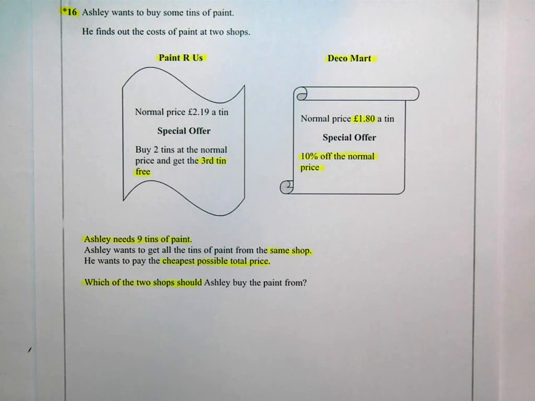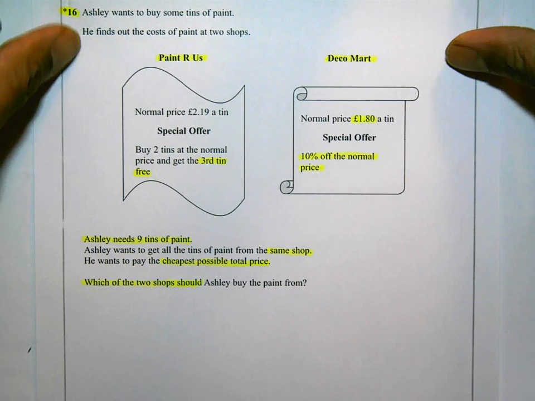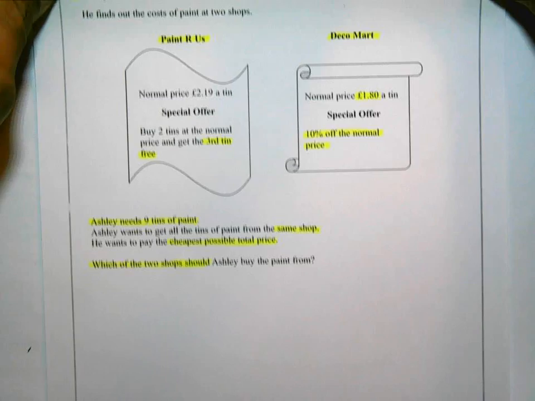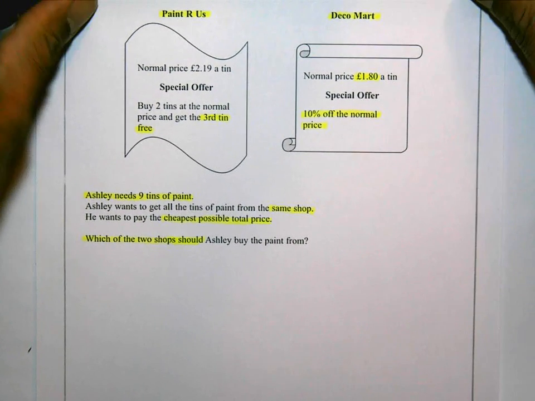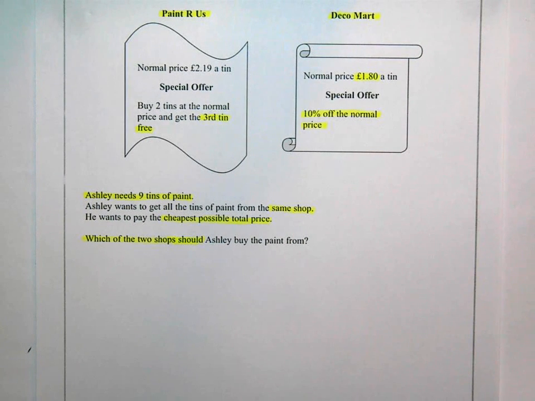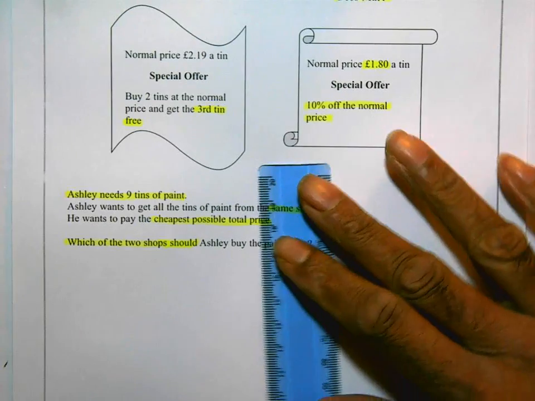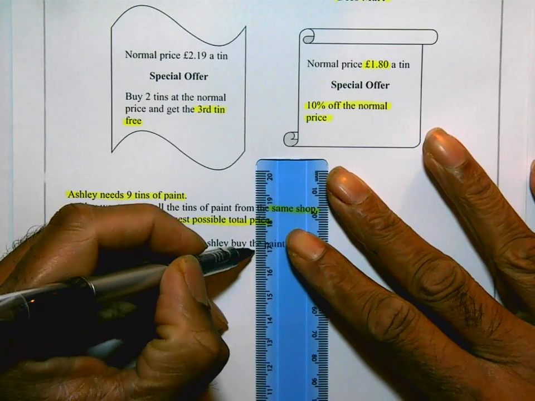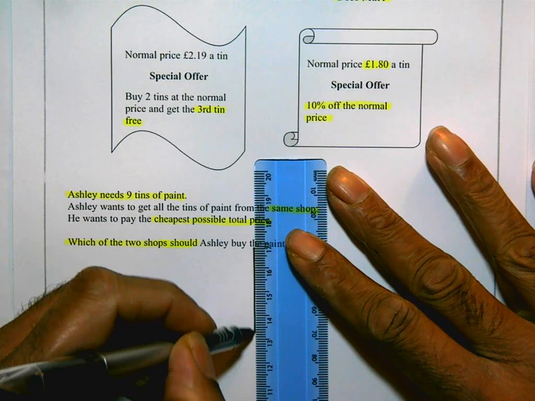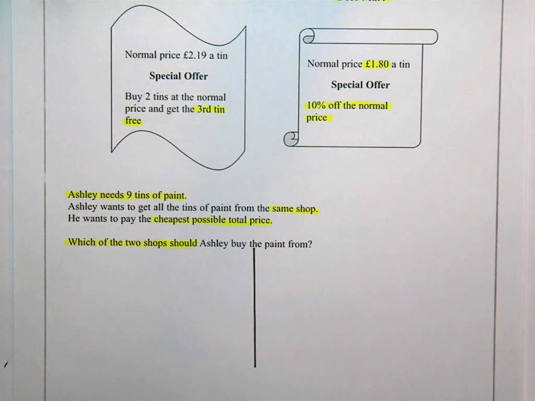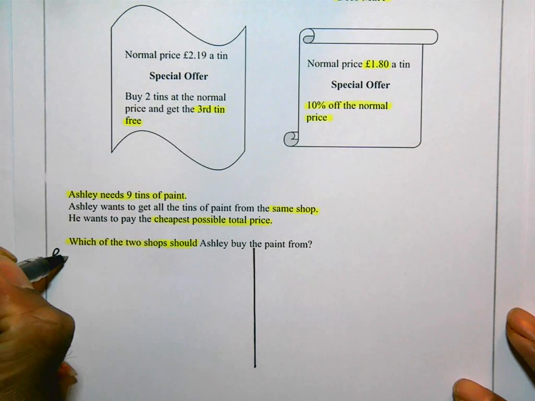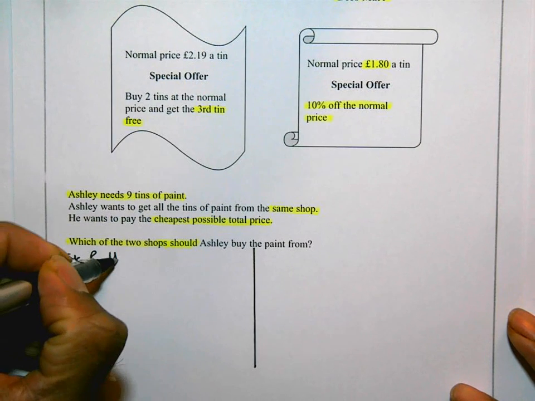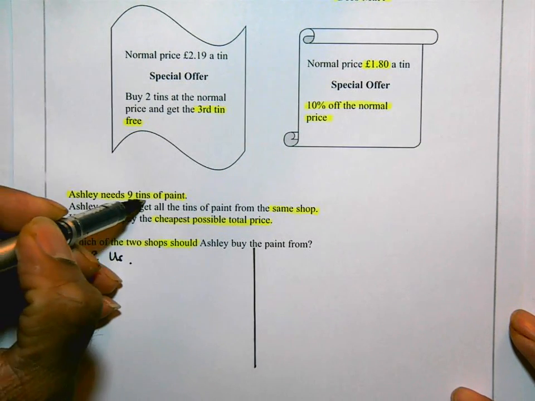Okay, so I need a bit of extra space for this. So I'm going to move this upwards so we could actually see all the information. And this is a Best Buy question, so I'm going to split the page into 2 sections. I'm just going to draw a line down the middle, and I'm going to do my calculations for each shop on either side of that. So for the first shop, Paint R Us.